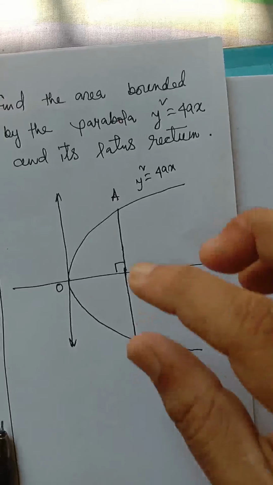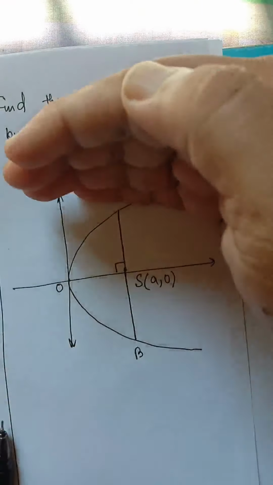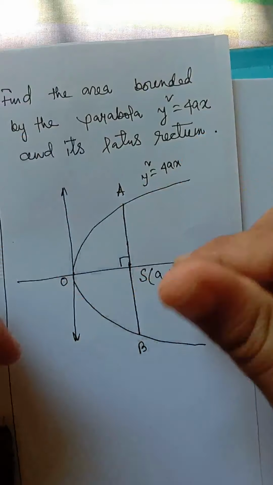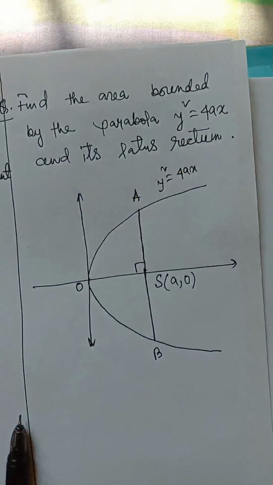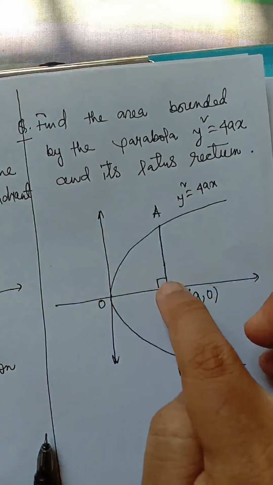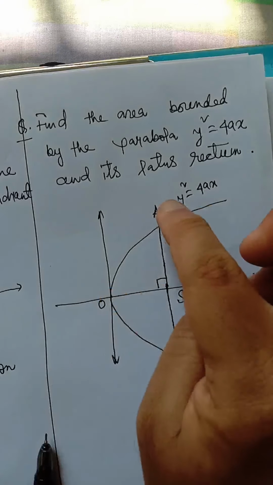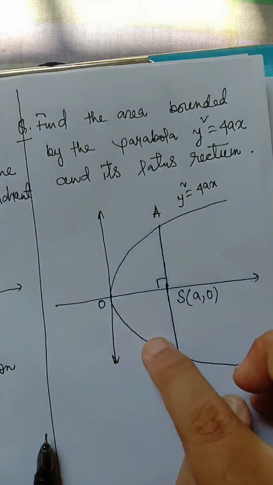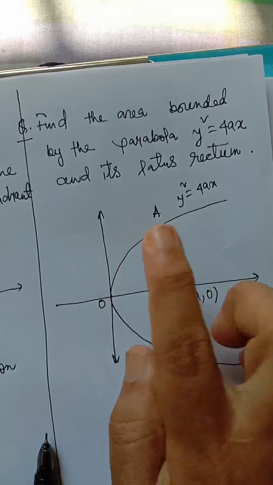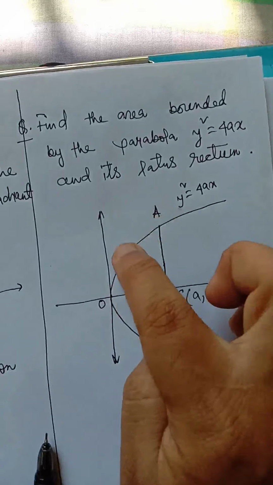Now, this is the axis of the parabola, and this axis divides the parabola into two equal parts. That is, if we fold along this line, these two parts will coincide. So what we will do is find the area of this particular part, AOS, and double it. Double the area of AOS will give us the area bounded by the parabola and latus rectum. Actually, you have to find the area of the whole part, so we will find the area of AOS and multiply that by 2.